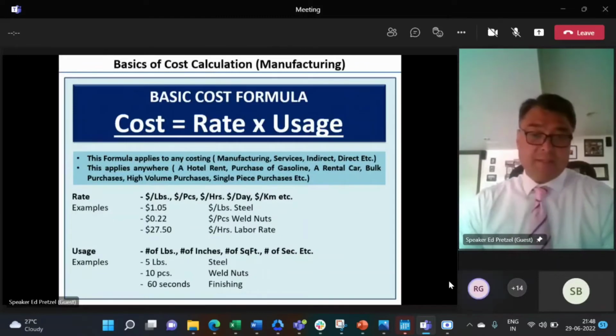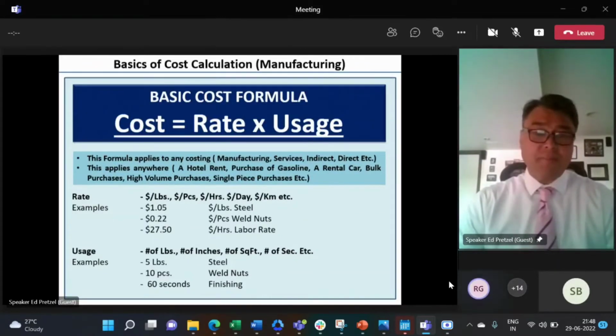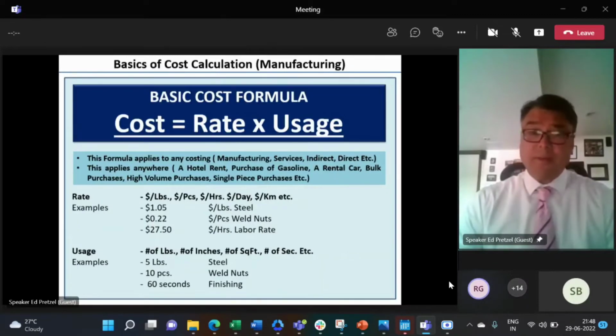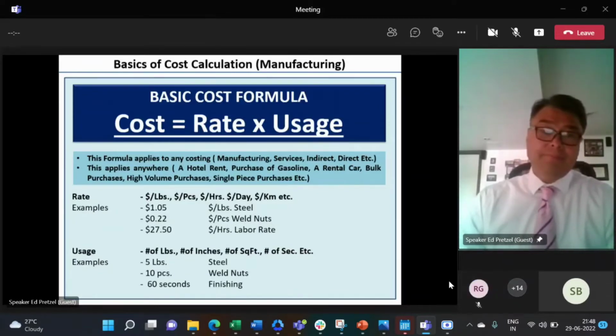So when you think of rates, it's a cost per pound for steel, maybe a cost per piece for components. Labor, an example would be the cost per hour. Usage is going to be the pounds, the number of components, and the cycle time for that direct labor.